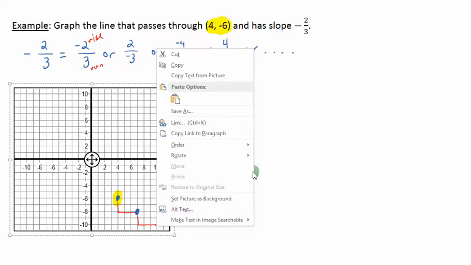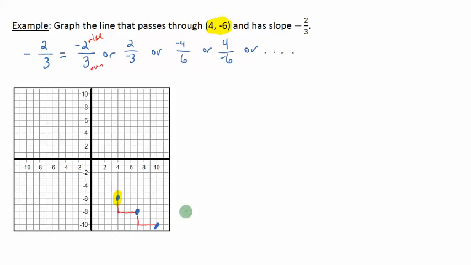I could also, let's go back to the starting point, I could rise 4 and run -6. 1, 2, 3, 4. 1, 2, 3, 4, 5, 6. And I get a point right there. Let's put that in blue. Sorry, I forgot to draw the step. So rise 4, run -6. And then I could rise 2 and run -3. So rise 2 and run -3. And I get a point right here.